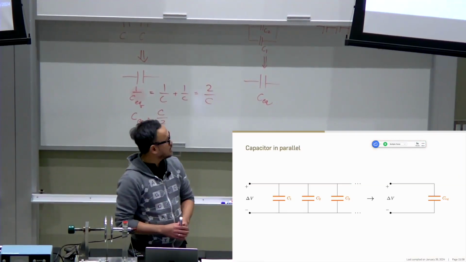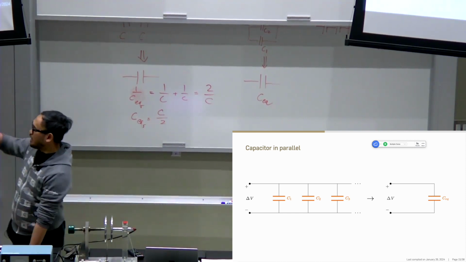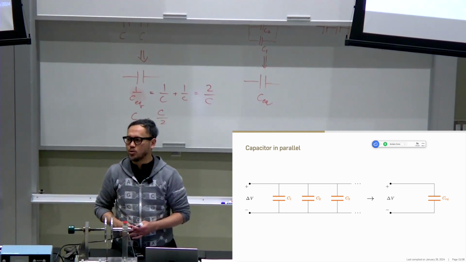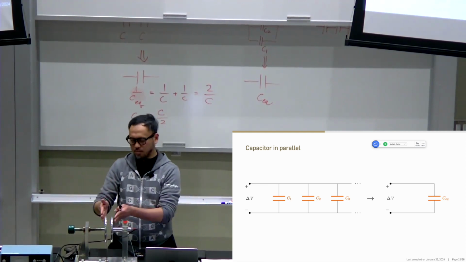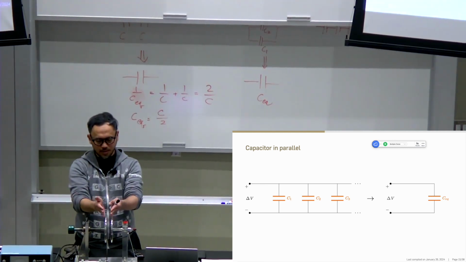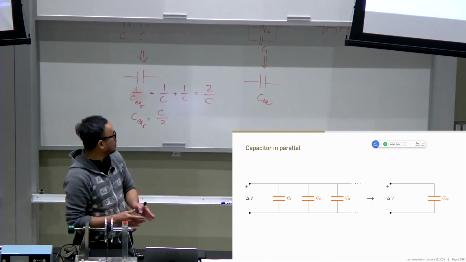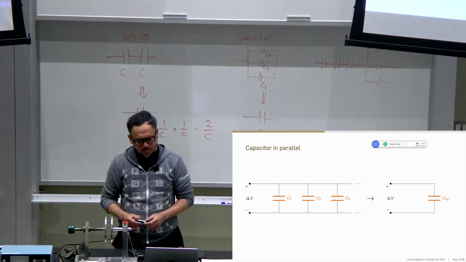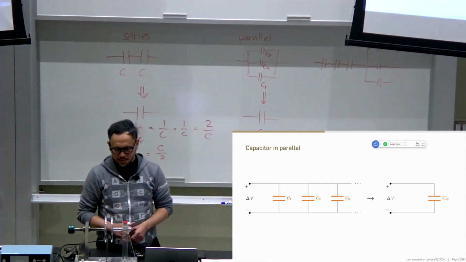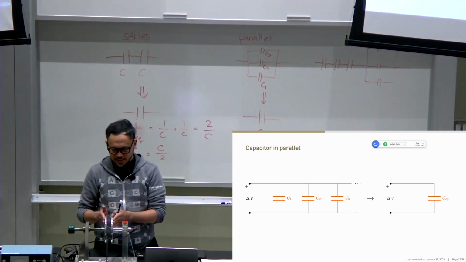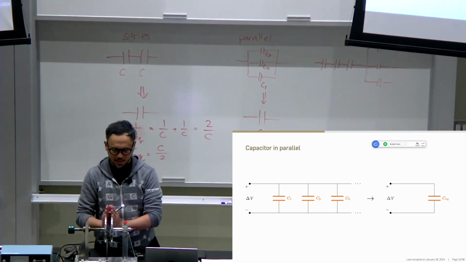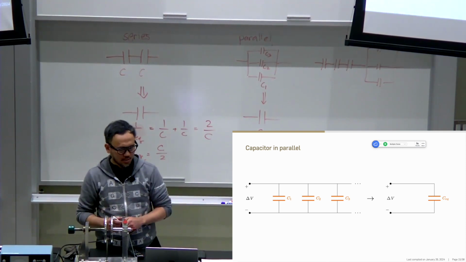So next is capacitors in parallel. So this is like putting two water towers close to each other, or like if I have two capacitors like this, I put them right next to each other. So it looks like this. And you can think of it as you make a new capacitor, you just join two capacitors physically together. You just glue them together.